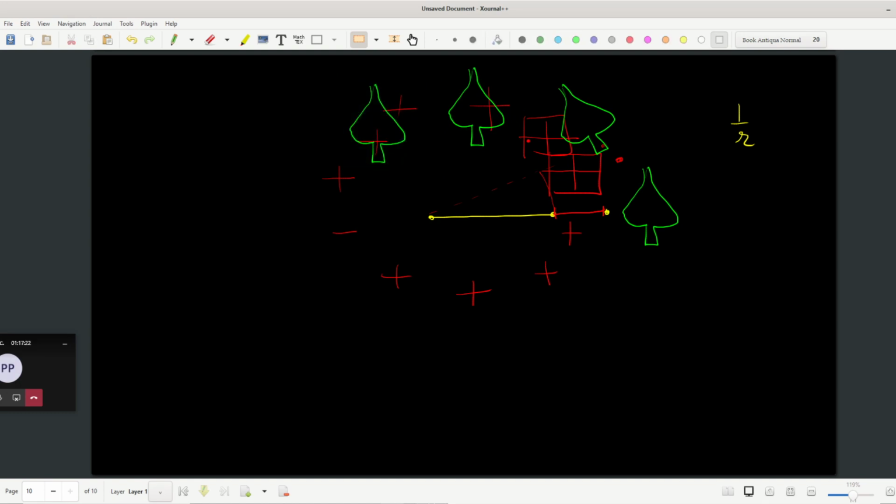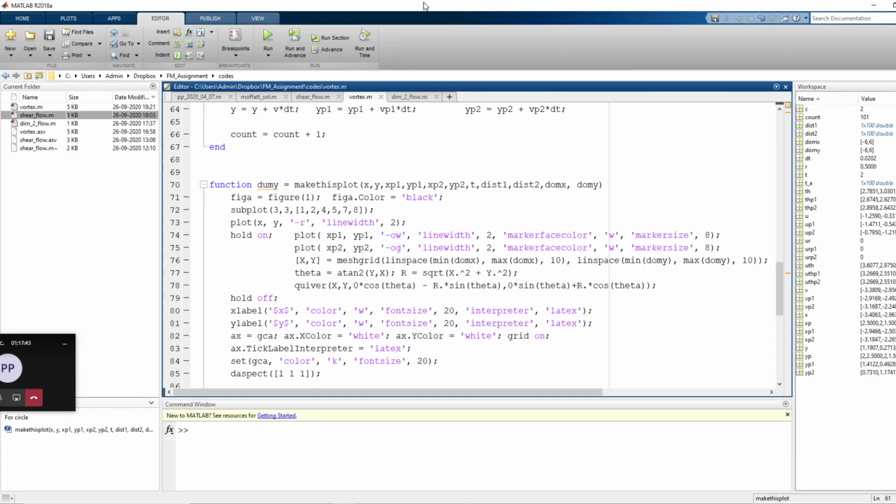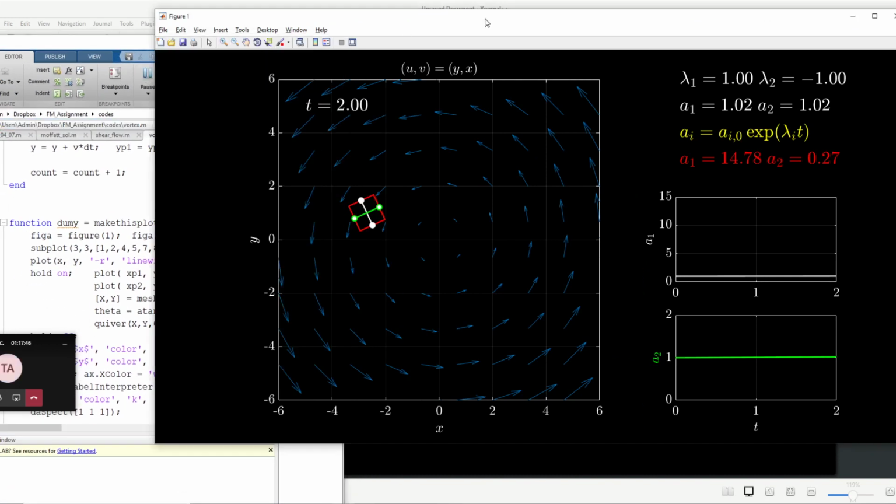Anyway, that's bizarre. It's not letting me rotate for some reason, but let's run the program and see. Okay, it will deform, but the angle between the two axes will not change. It will deform, of course it will deform, but the angle between the two axes will not change.